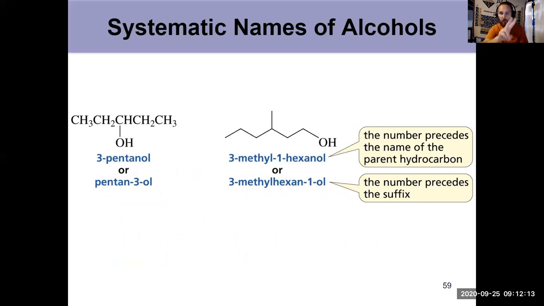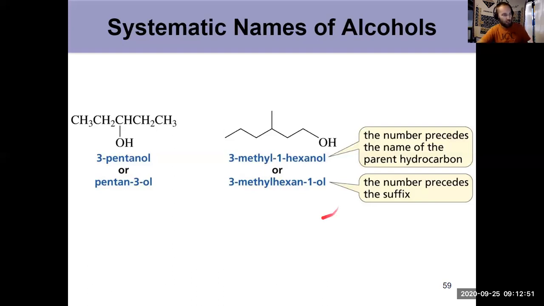And there's actually 2 ways that are accepted to do this in the IUPAC system. You can put the number all the way at the beginning, 3-pentanol, or you can put the number right before the suffix itself. And the bottom examples here, pentan-3-ol and 3-methylhexan-1-ol, are actually the newest addition. They are IUPAC approved, but they just were never really widely adopted. Chemists were like, oh, we're too cool for this new naming system.